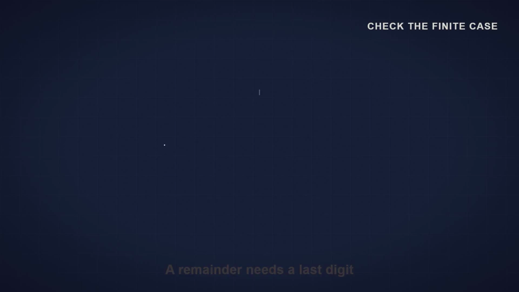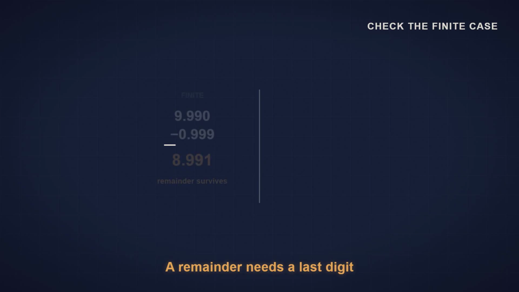A common objection says the algebra quietly ignored a final digit. But there is no final digit to mishandle. To see why alignment is legitimate, perform the same trick on a finite version. Let y be 0.999 with exactly 3 nines.